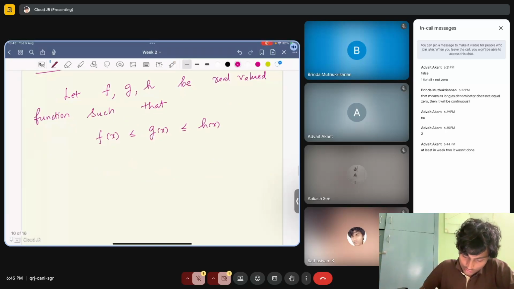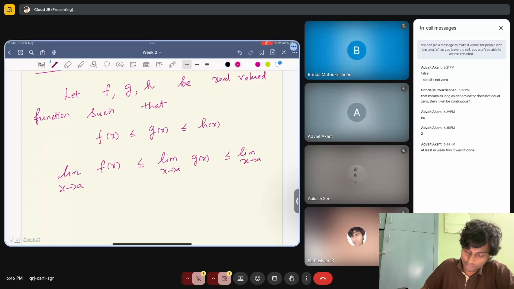Now you have a function like this. Then what you know is that the limit also has to have the same property. So the limit as x tends to a of f of x is less than or equal to the limit as x tends to a of g of x, which is less than or equal to the limit as x tends to a of h of x. This theorem is called the sandwich theorem, and it's very useful.